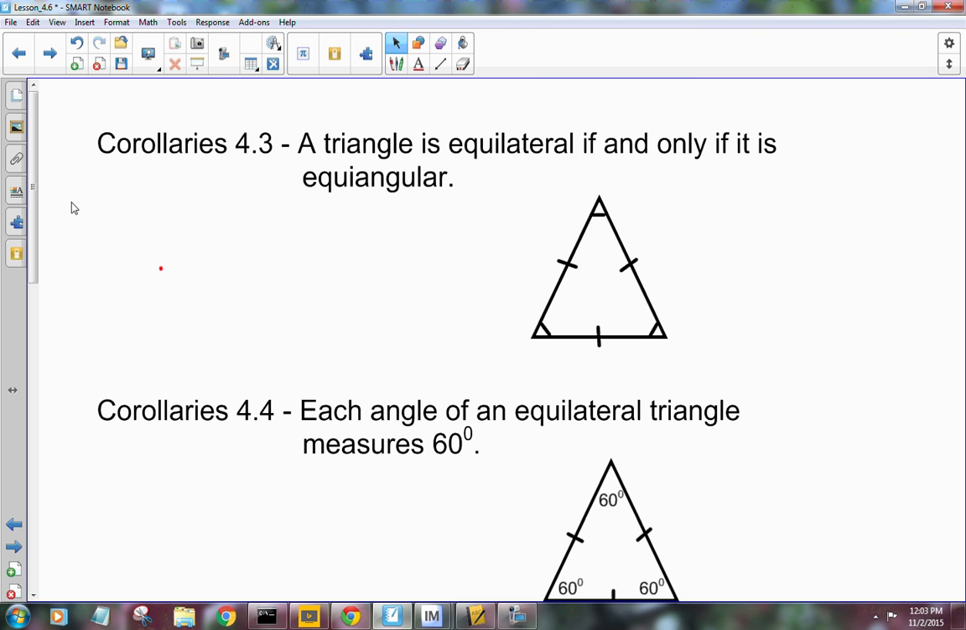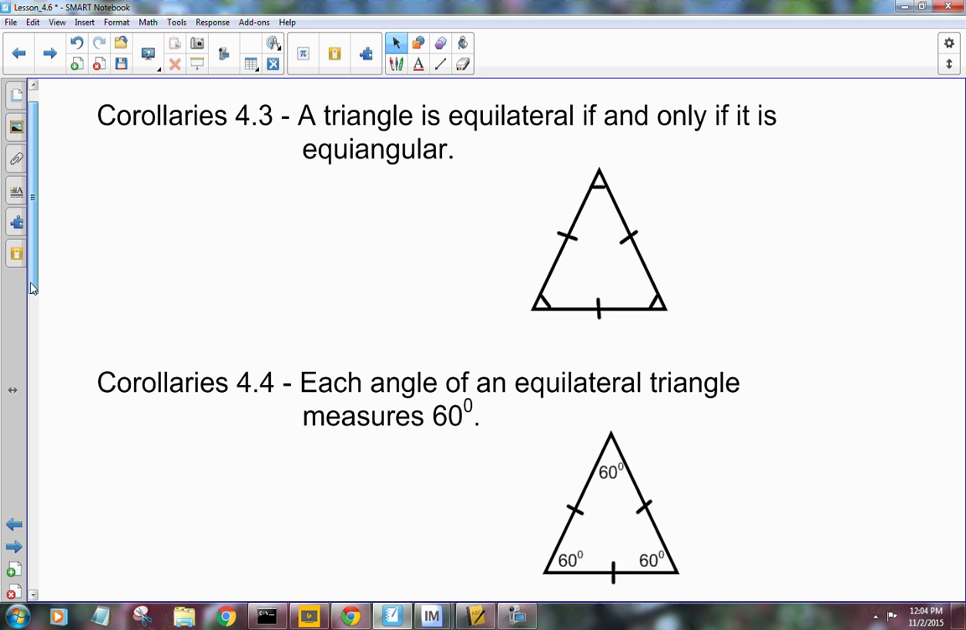These next two corollaries, I think you're already familiar with. We've already talked about it a couple times. The first one says that a triangle is equilateral if it is equiangular. So if a triangle is equilateral, it's equiangular, and vice versa. This is a biconditional statement. If it's equilateral, it's equiangular. If it's equiangular, it's equilateral. Okay? And I think you've kind of already figured that out.